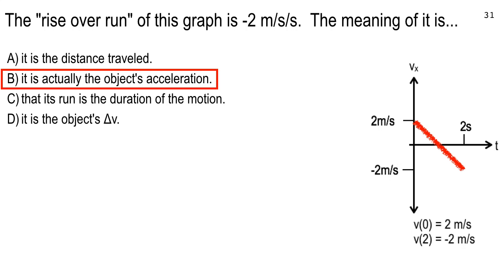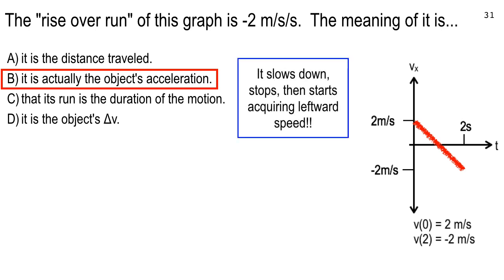So now here's a sentence to describe what's actually happening. And you can add this into your notes. The object slows down, stops, then it starts acquiring leftward speed.